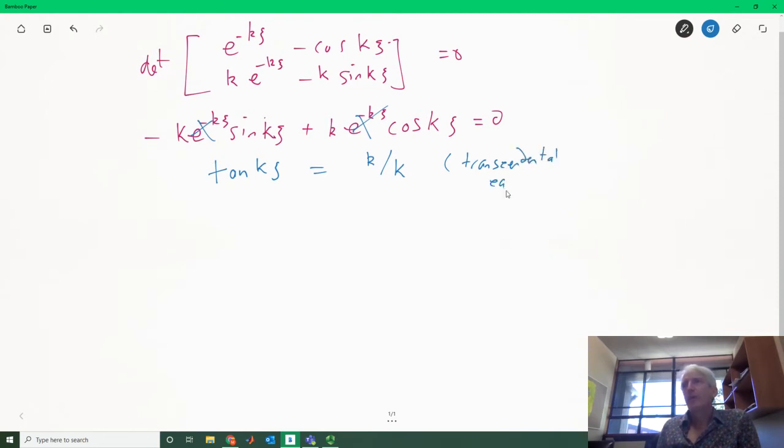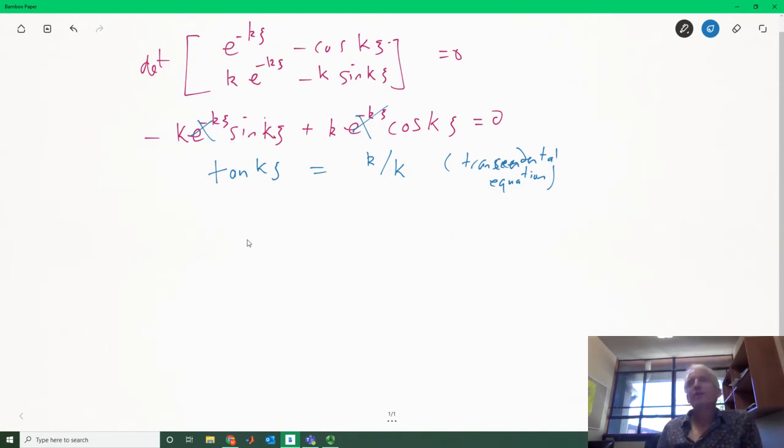God knows if I spelled that correctly. Pretty sure I haven't. It's transcendental. I don't know how to spell it. The spelling is terrible. It's a transcendental equation.